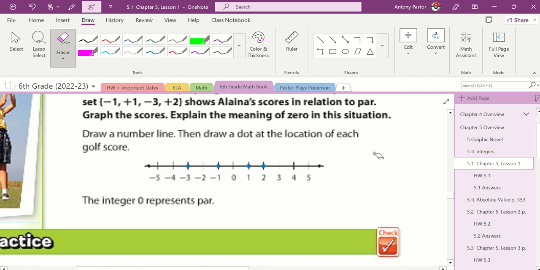So we're going to highlight the negatives so I don't make the same mistake I made last time. So -1, -3, +1, +2. My negatives are on the left side, so -1's right there at -1, -3 is right there at -3 on the left of 0. +1 would be on the right of 0, +2 also on the right of 0, and I graphed my numbers correctly.